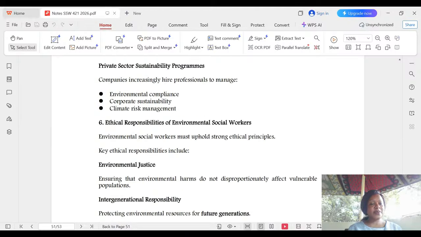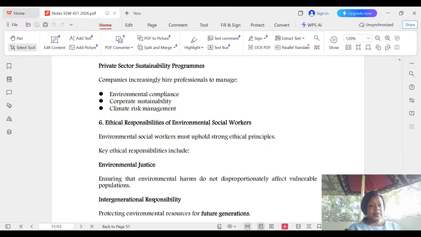So our ethical responsibilities in terms of the environment include environmental justice, which we have exhausted in a previous class. This is ensuring that environmental harms do not disproportionately affect vulnerable populations. And I gave you the example of dumping waste from affluent areas to less affluent areas, or from affluent nations to less affluent nations.